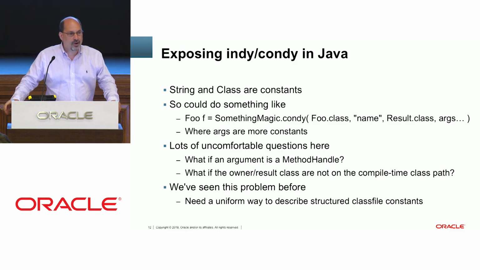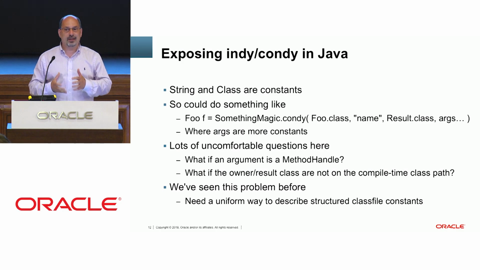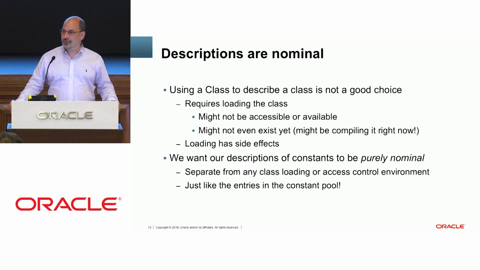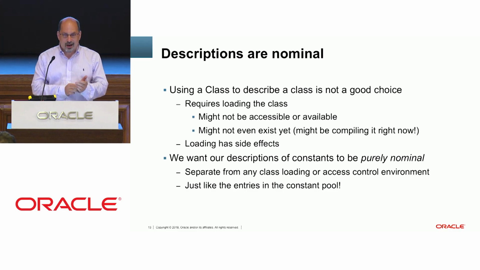We've seen this problem before. Pretty much everybody who's ever written a JLink plugin or a program that generates bytecode using ASM has run into the problem of talking about classes that haven't been loaded. Maybe it's because you haven't even written the class files out for them yet, or maybe you just can't find them, or maybe you just don't want to load them. So it points to a more general problem, which is we want to have a way to describe constants nominally and not in terms of things like Class. So using a class to describe a class is not always a good choice.